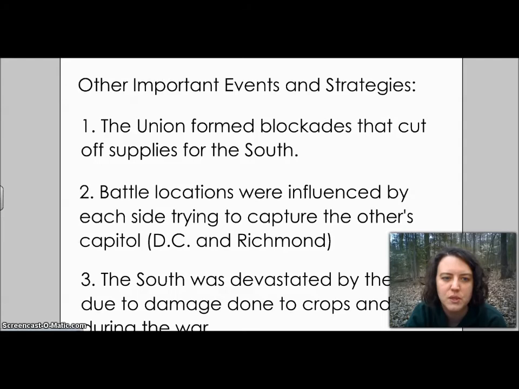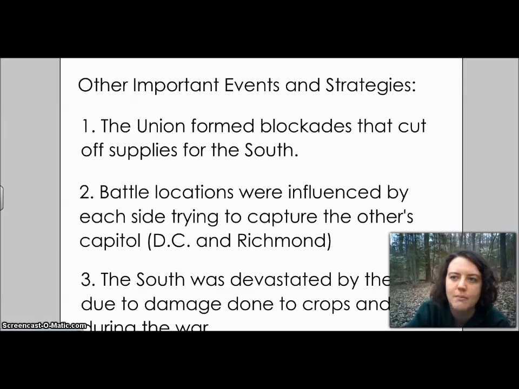Battle locations were influenced by each side trying to capture the other's capital. Now, sometimes we wonder, why did this battle happen here? But if we know where D.C. and where Richmond are, we know that those capitals are right there, and a lot of the battles happened in that area because they wanted the other's capital to be captured.